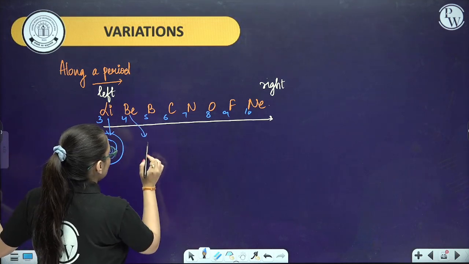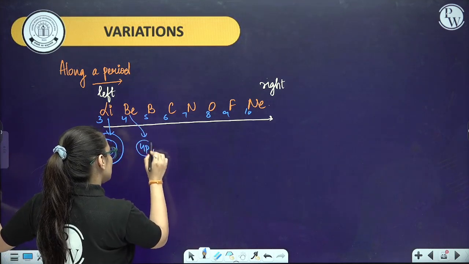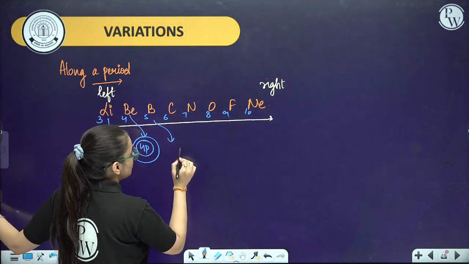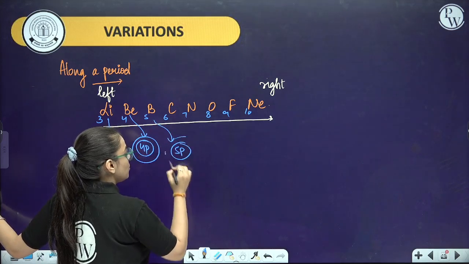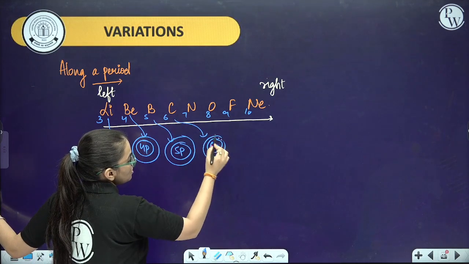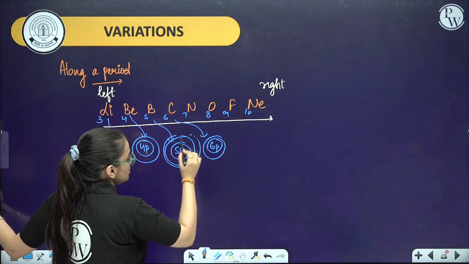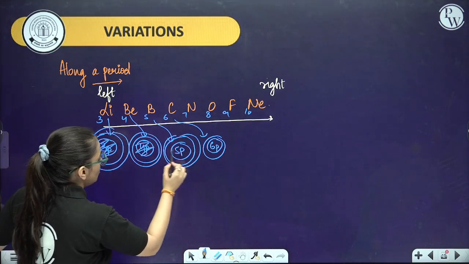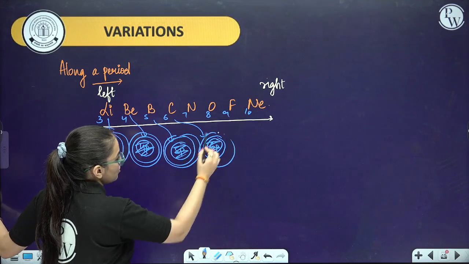Let us talk about beryllium. It has 4 protons, then first shell, again second shell. All are in the same period, so shells are the same. They have 5 protons, second shell. In this also 6 protons at the center, so let us consider this as your nucleus. So I am creating 2 shells. This is your nucleus, second shell, and so on.